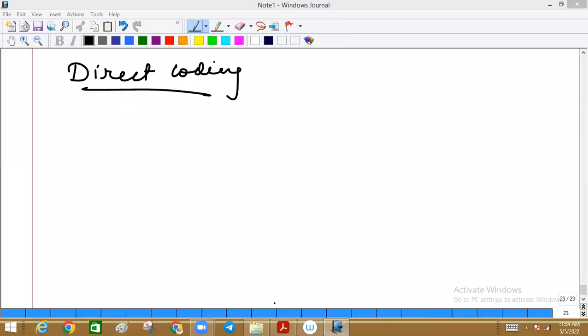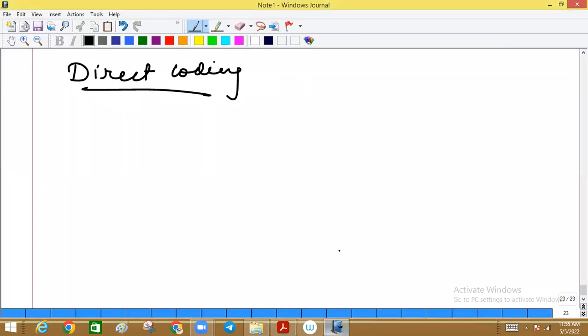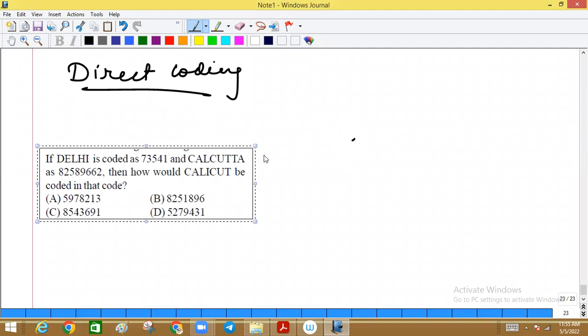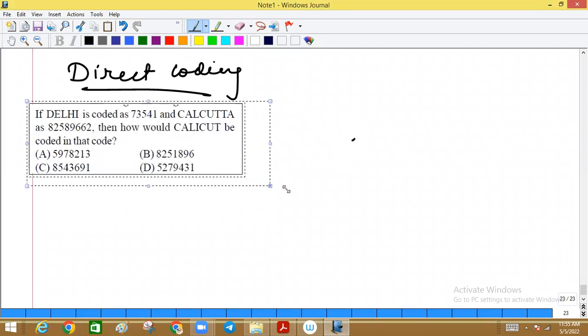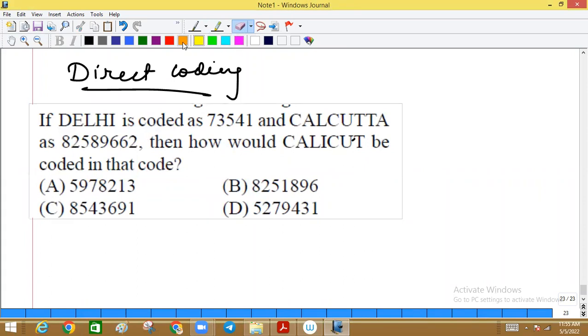So next type, direct coding. Again, it is also a very easy type in coding decoding. How to recognize whether a given question is a direct coding or not? So there is a small clue in this type of questions. Definitely we can expect this question in the exam, but there is a small clue.